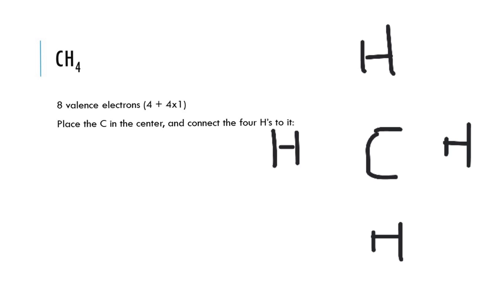Then we'll bond all of the atoms together. We'll then count and see if we have enough electrons. Each bond is 2 electrons, so we have 4 bonds, therefore we have 8 electrons. This uses up all of the valence electrons, and the octet rule is satisfied everywhere. And all of the atoms have a formal charge of 0.